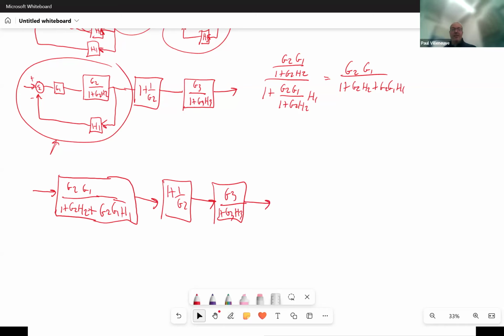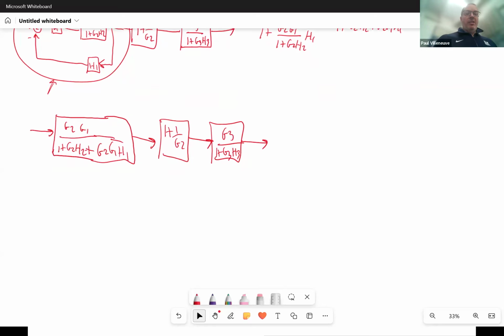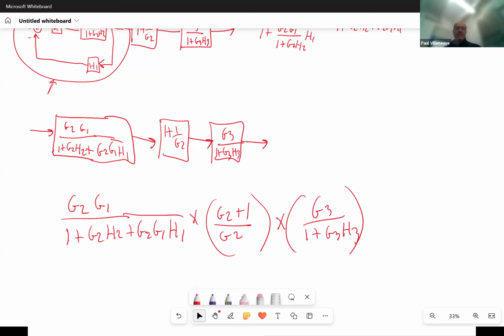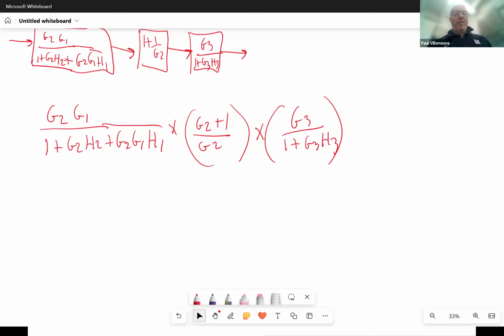Now I just have to multiply all those together. So my final result, G2 G1 over 1 plus G2 H2 plus G2 G1 H1. That's my first block. Multiplied by 1. Actually, let's make it easier. I'm going to put this under a common denominator. Multiply that by. And then we can just put that all at one fell swoop.